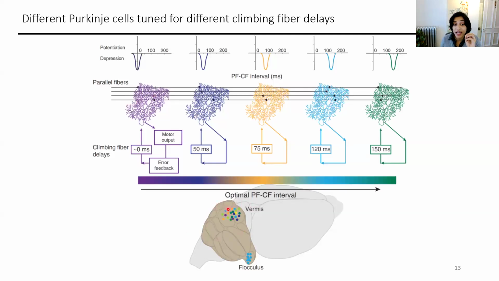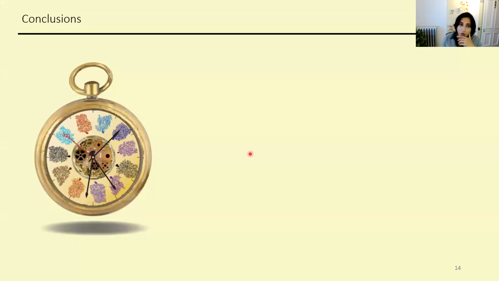However, what we do observe is that in the vermis, in lobules that support several different functions, ranging from simple motor behaviors to cognitive functions, there is a range of delays to which Purkinje cells are tuned. So our current working model is that there might be these multiple detectors tuned to different plasticity intervals, thereby helping solve this problem of delayed error signals in the cerebellum.